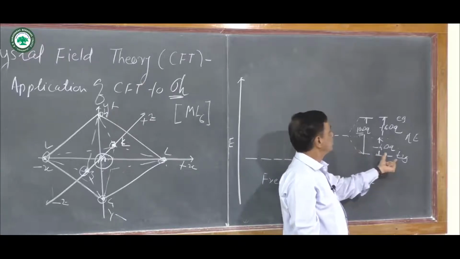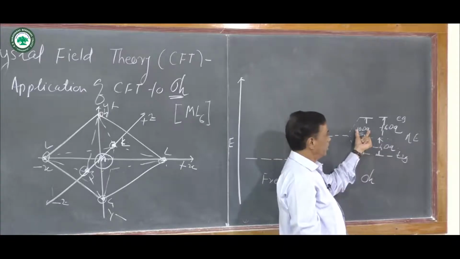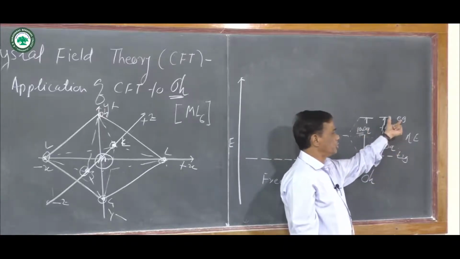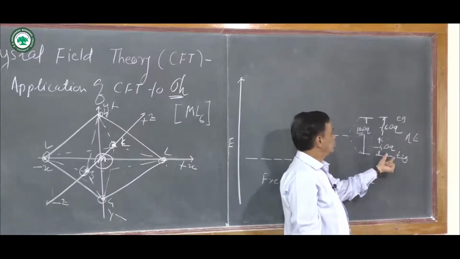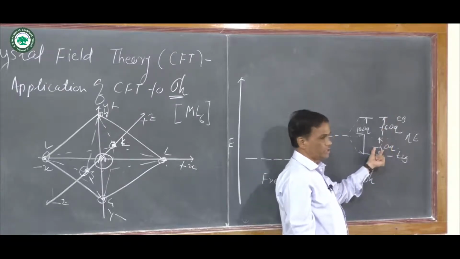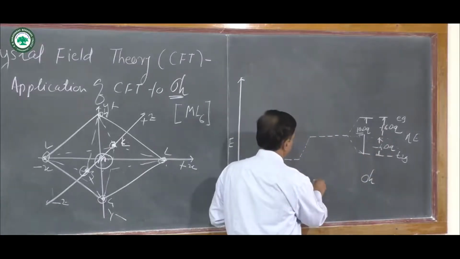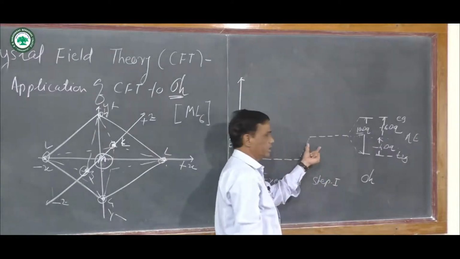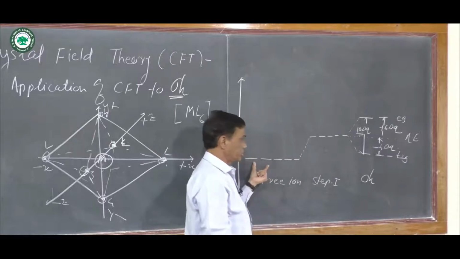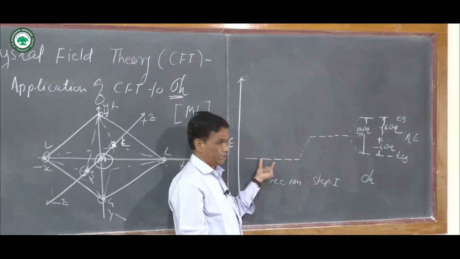The distance between T2g and Eg is represented as 10 Dq. Then from average energy to Eg is plus 6 Dq, and from T2g to average energy it is minus 4 Dq. This is the free ion. This is the first step, step number 1, hypothetical increase in energy. This is in the free state. When the metal ion is in free state, 5d orbitals remain degenerate.